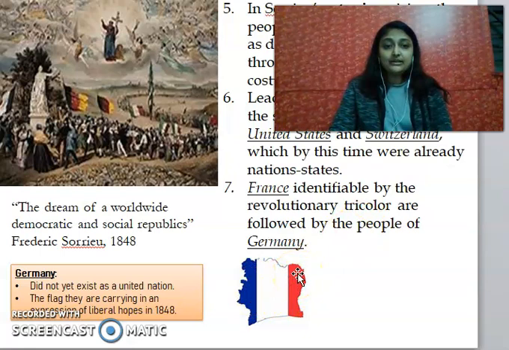Now these people are being followed by Germans. Now you can find here the German flag, that is also made up of three colors. This flag doesn't exist now because this painting was done by Sorrieu in 1848, that is prior to the independence of Germany. That time Germany was under the rule of monarchy. So whatever they are carrying now, that flag is an expression of liberal hopes.